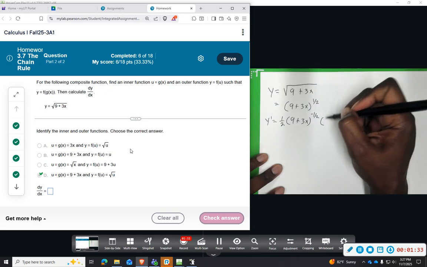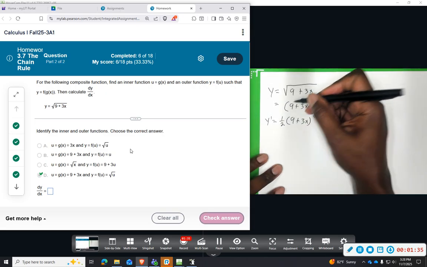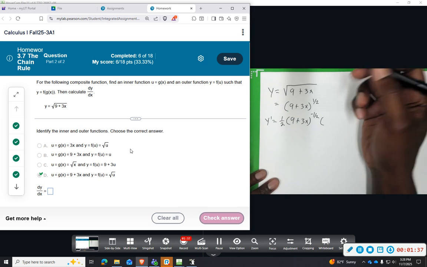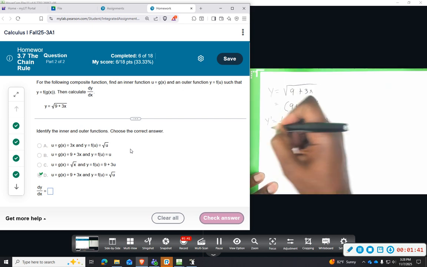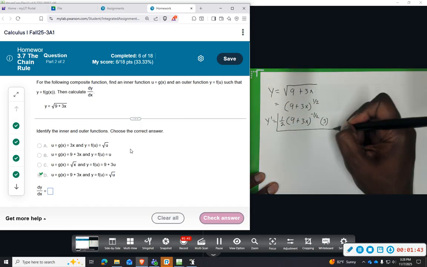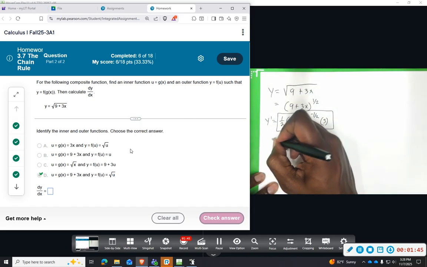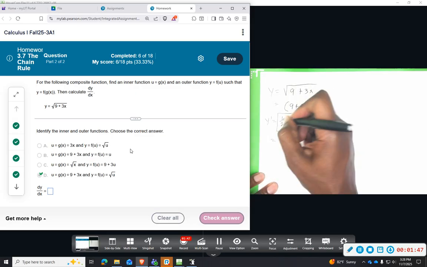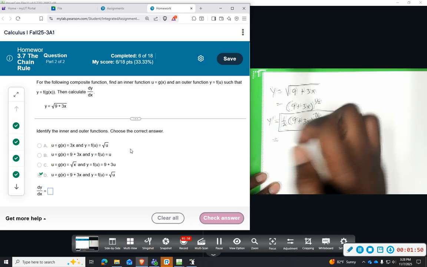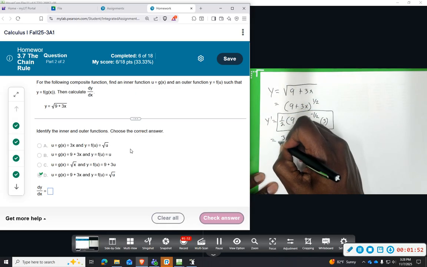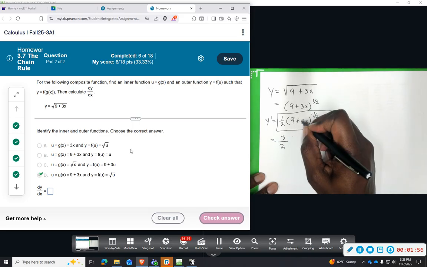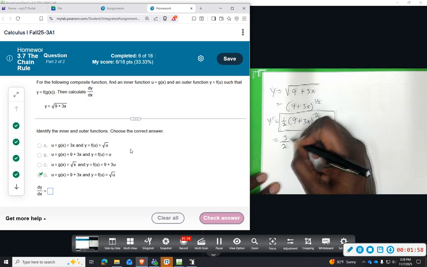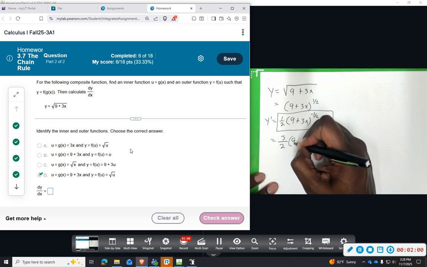So times the derivative of 9, derivative of a constant is 0. The derivative of 3x will just give you 3. If you want, you can leave it just like this. The system will take it. However, if you want to simplify, usually always multiply the constant up front. So this will give me 3 over 2. And then you can either leave that as is or write it as a square root. I'll just leave it as is for now.